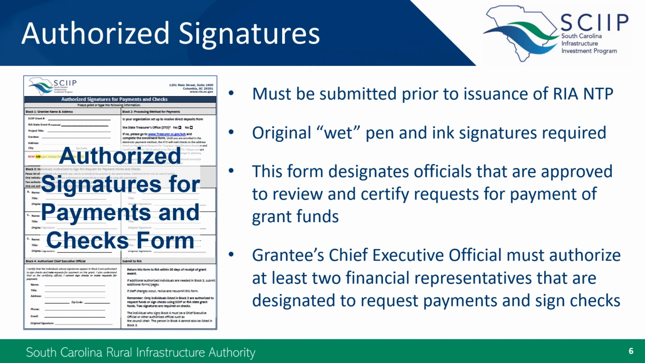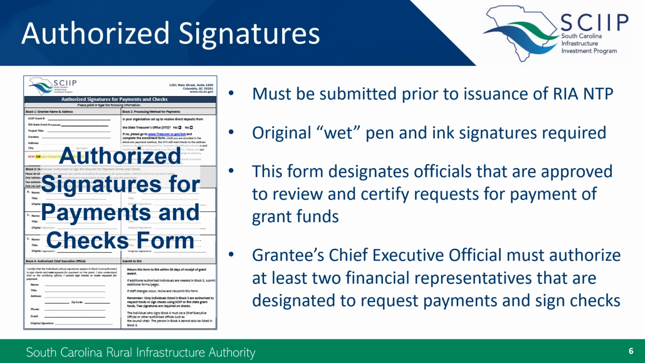And if you've had a state grant with us in the past, you're probably familiar with this form. It is used to designate persons who are authorized to review and certify requests for payment of grant funds for eligible expenses, as well as sign checks for the expenditure of grant funds. The grantee's chief executive official must designate at least two persons other than themselves that are approved to sign checks and request payments. If the chief executive official also needs to request payments or sign checks, then the next highest elected official or board official must authorize the signatures on the form.